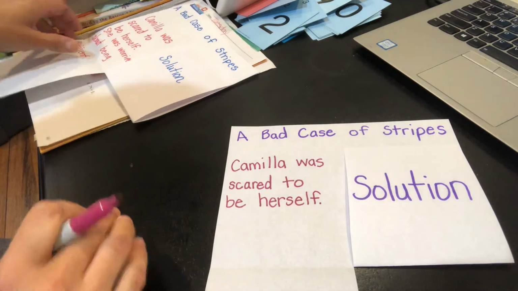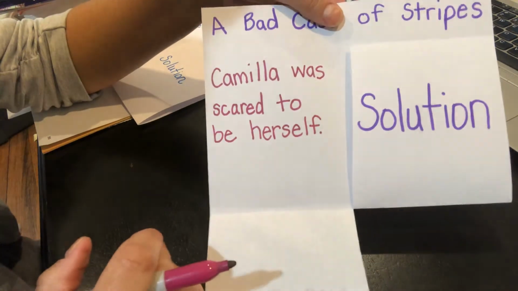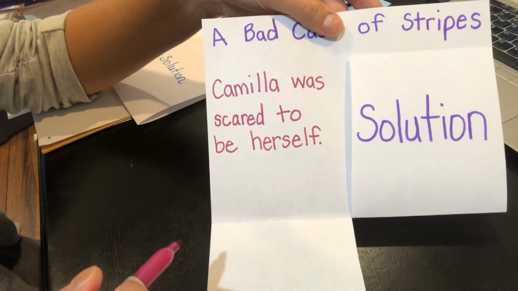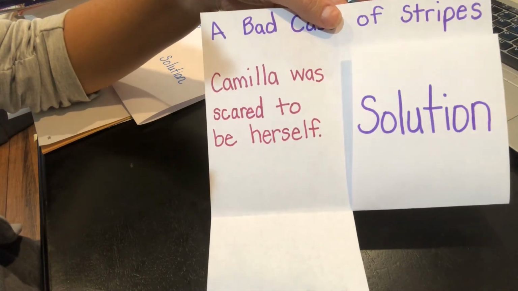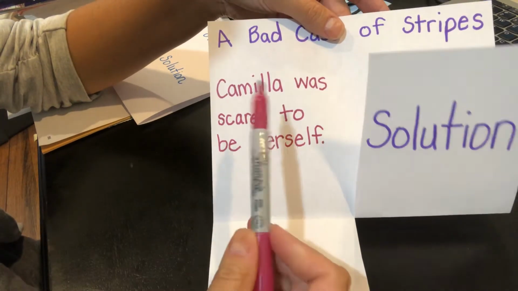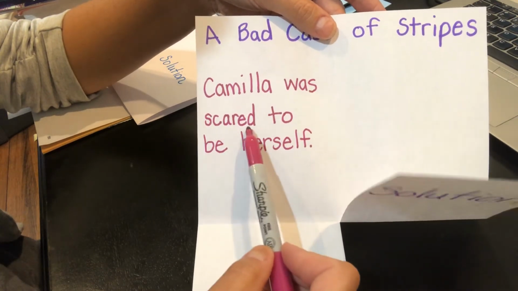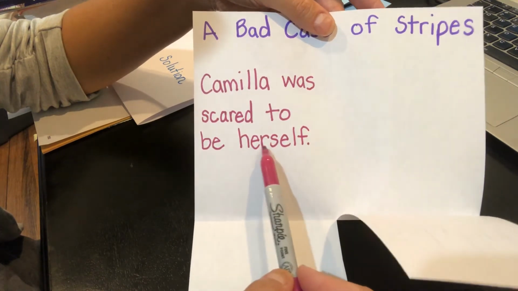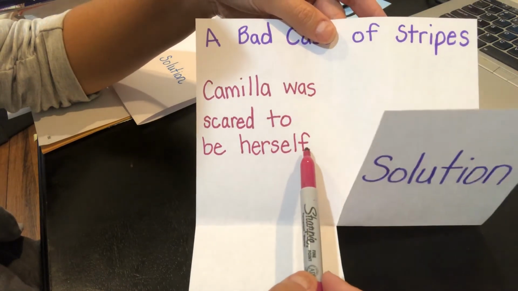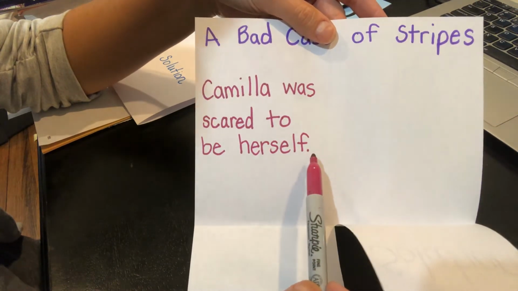All right, if you were really fast at that, you could write a second sentence. You could write, she was worried about being different. I'm just going to stop at that one in case you're writing. So what we wrote is Camilla was scared to be herself. And we need to, of course, have a period at the end because it's a telling sentence.